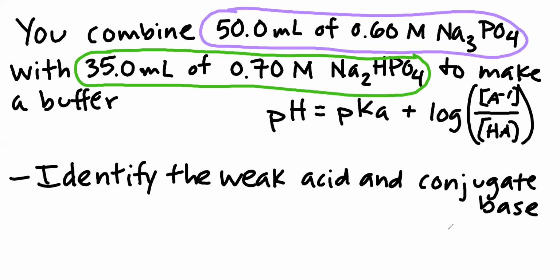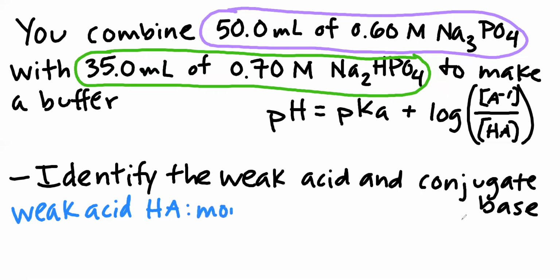So we have two different places for our solutions. We need to find which is the conjugate base and which is the weak acid. So the weak acid, which is commonly abbreviated as HA, is the one that's going to be an acid. It's going to be giving up a hydrogen. It's the one that has more hydrogens. And of our two different compounds here, there's only one that has any hydrogens at all. So for us, it's going to be the Na2HPO4 as our weak acid.